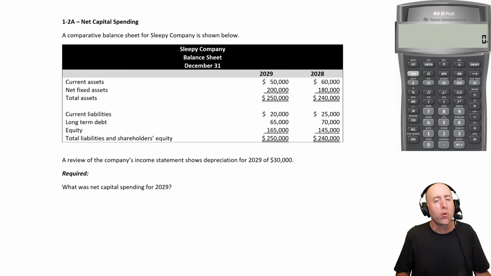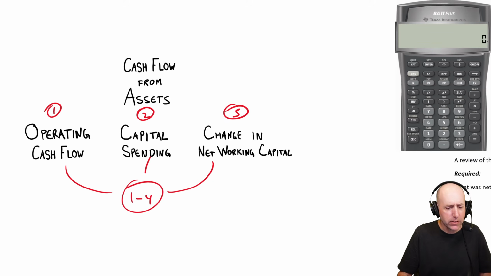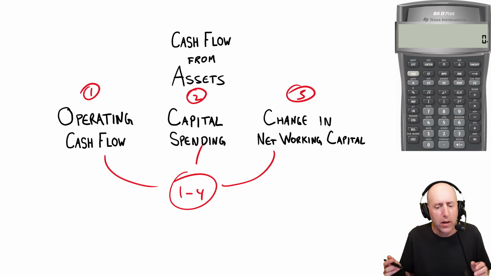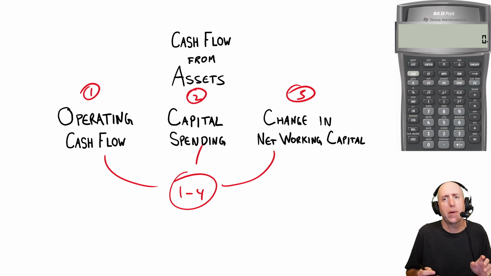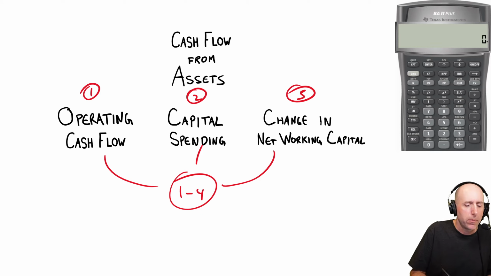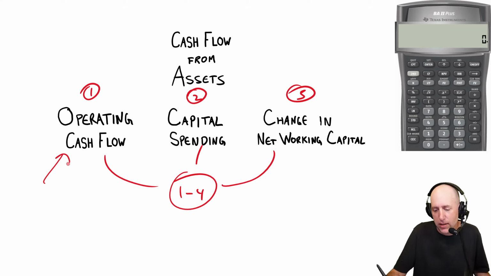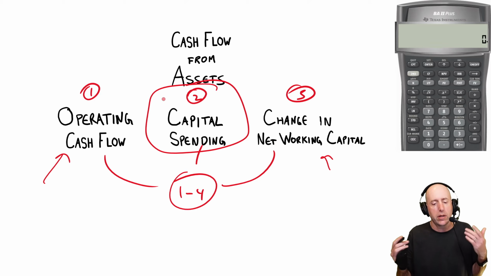Let's examine problem 128, net capital spending. Let's actually take a look at the lay of the land. At the start of the chapter, I had said we're very interested in a company's cash flow, particularly their cash flow from assets, which is composed of operating cash flow, which we tackled in problem 1, capital spending or net capital spending, which we're tackling now, and in problem 3, we'll look at change in working capital. So we are here. This is what we're working on.